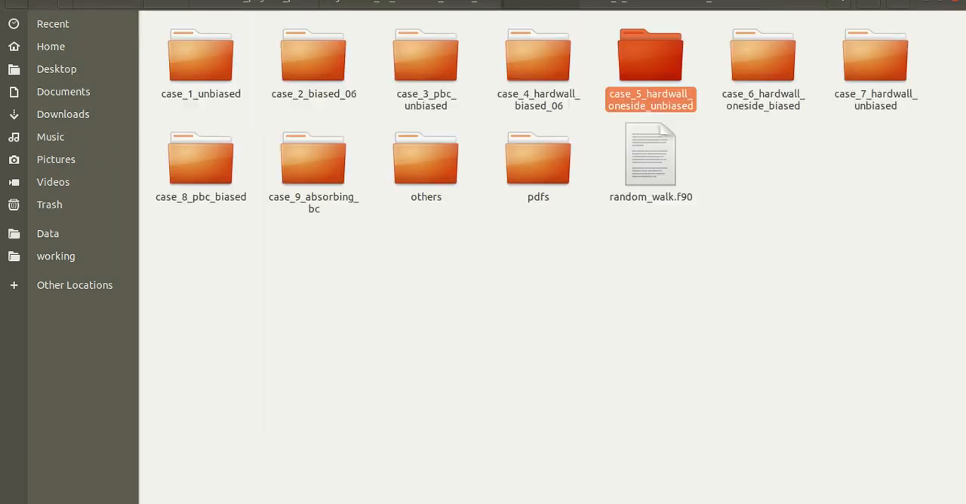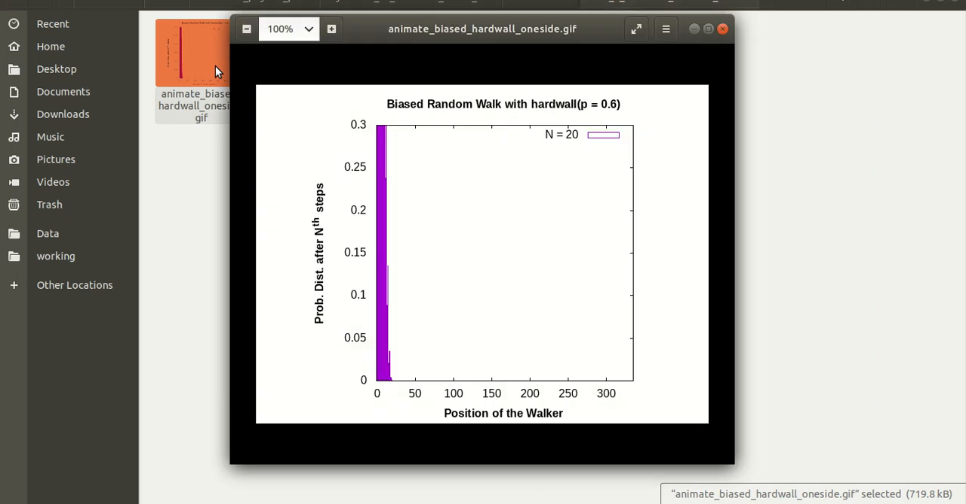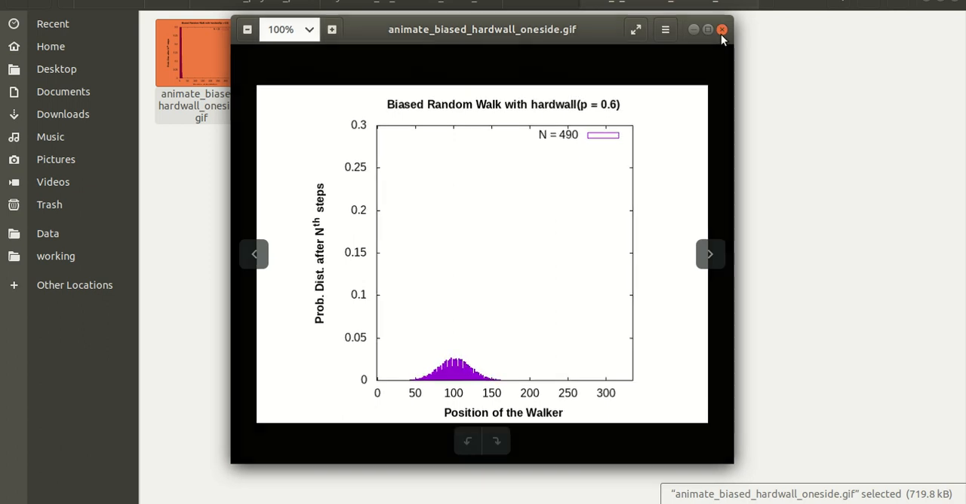So let's do case 6. This is basically hard wall on one side and biased. Here I have applied the hard wall on this side, and the biasing direction is along this. As there is a hard wall at 0 and the biasing direction is in this direction, the Gaussian will move in this direction, and eventually its height will decrease and its width will increase. So it will follow the diffusion drift equation basically. So this is the biased random walk with hard wall.